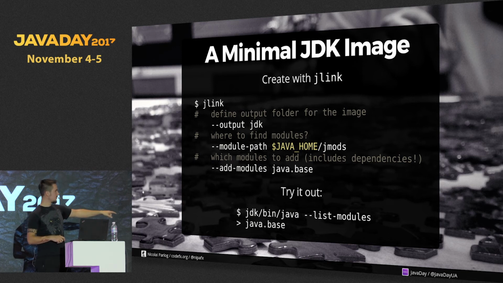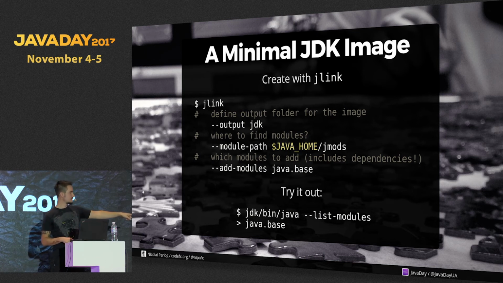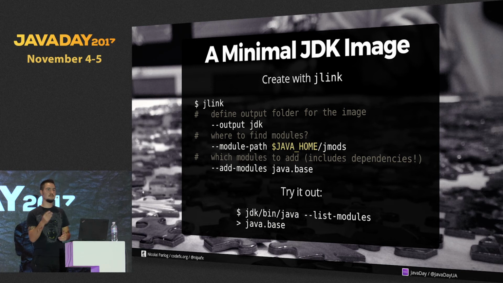And if you do that, you can go into the JDK, into the bin folder, and execute the Java command and ask it to list the modules it contains. And lo and behold, it says it only contains Java base. This drops the size of the JDK image to, I think, about 40 megabytes, but I didn't check recently. It's fluctuated a little bit during development of JDK 9. So that's nice, I think.